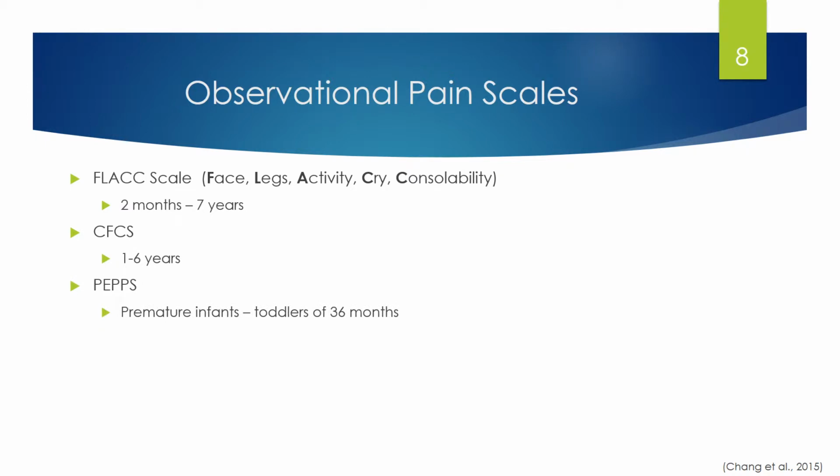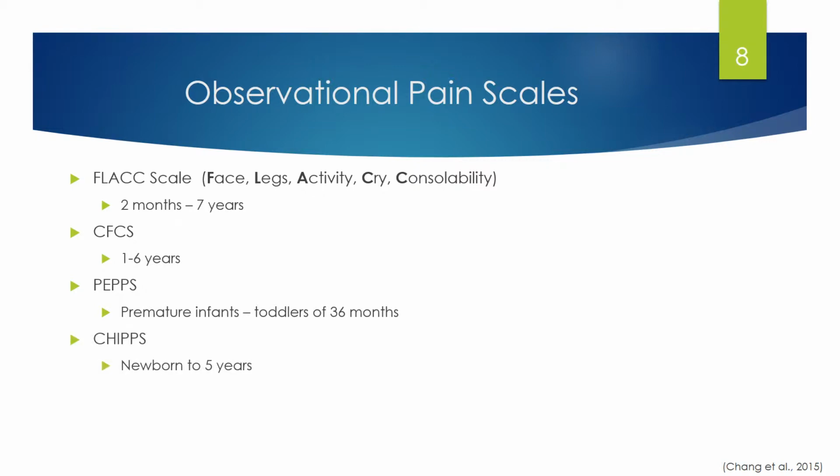The PEPPS scale stands for the Pre-Verbal or Early Verbal Pediatric Pain Scale, and it's a measurement of pain in premature infants through to toddlers of 36 months. Items were based on consultations with experienced healthcare providers, and it was conceptualized to measure the established pain response in toddlers, and it consists of 7 categories.